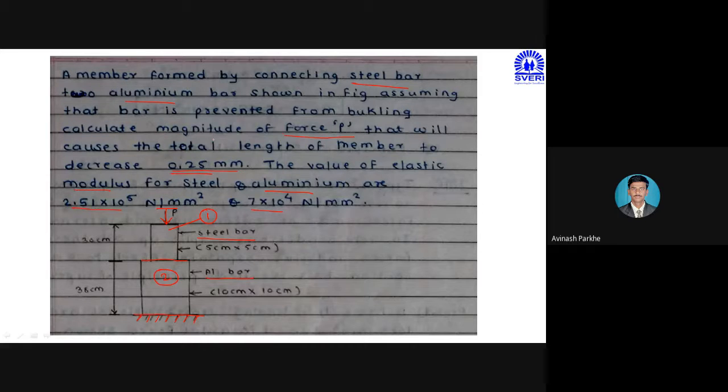Okay, so if you go through the figure properly, here at the top, section number 1 is the steel bar, and its cross sectional area is given. How much? 5 centimeter by 5 centimeter. Here the sections are rectangular, therefore 5 centimeter by 5 centimeter is the cross sectional area of the steel. Then the bottom aluminum bar, 10 centimeter by 10 centimeter, this is the cross sectional area of the aluminum bar. Then at the left side, the lengths are given. So for the steel, the length is 30 centimeter, and for the aluminum, the length is 38 centimeter. So this much parameters are given.